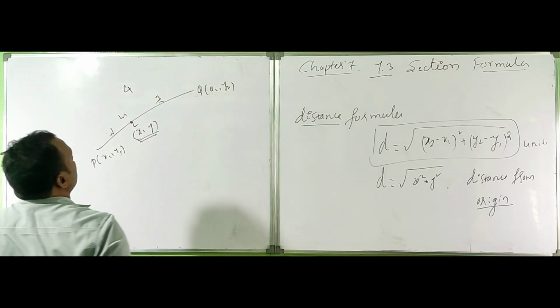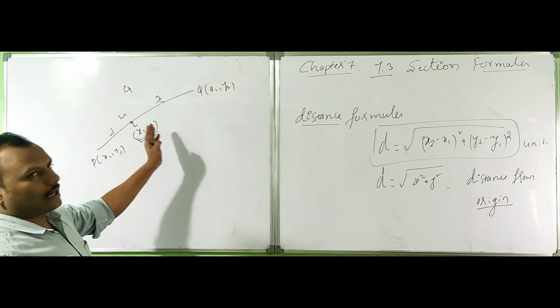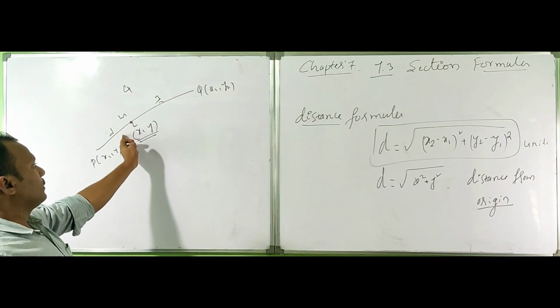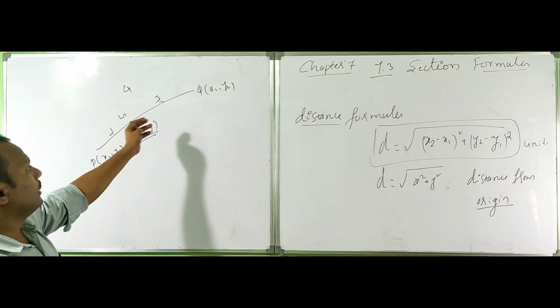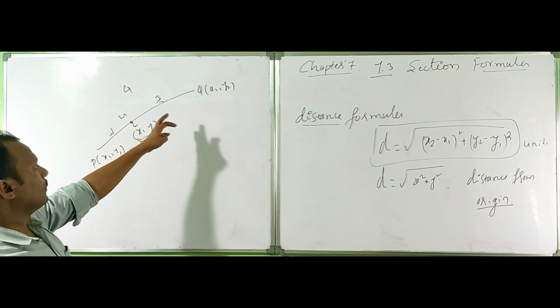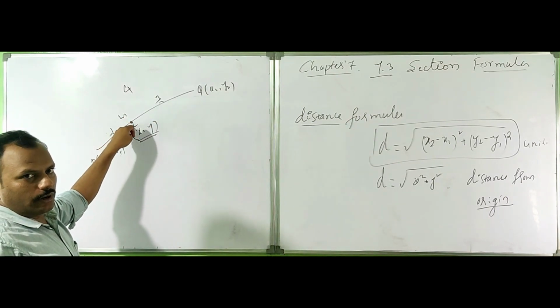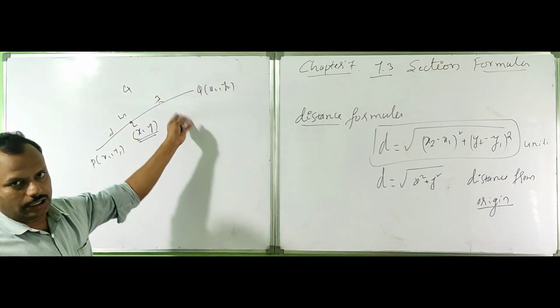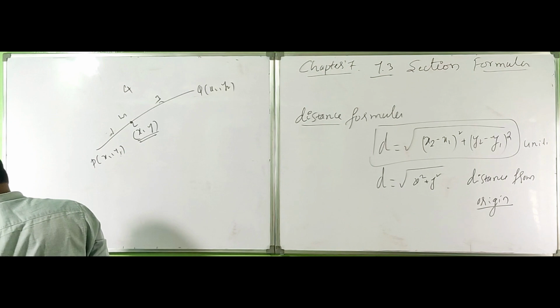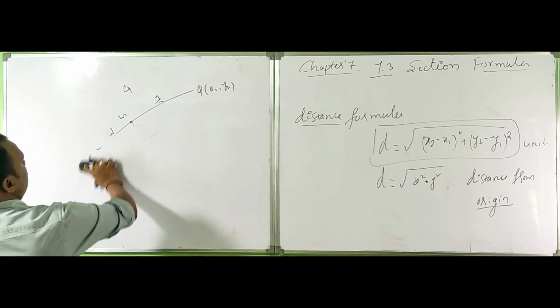If I want to divide the line in the ratio 1:3, I have to make 4 parts and take 1 part, the 1:3 ratio. The line is 4 units, and I want a point at 1 unit, 2 units or 3 units. Then what would the points be? That's the concept here. Let's derive the section formula.